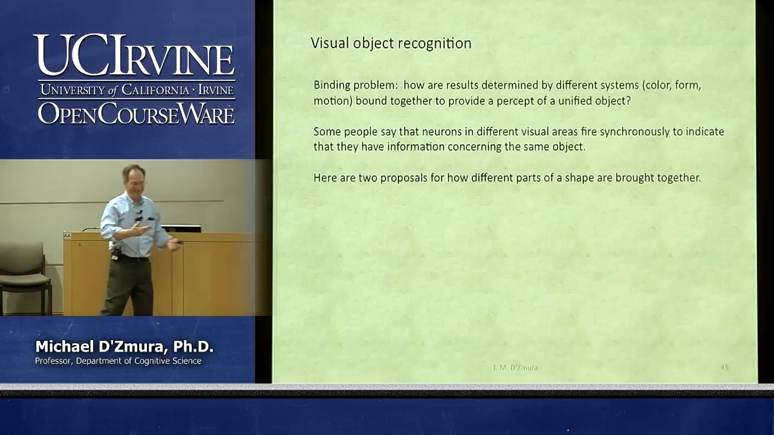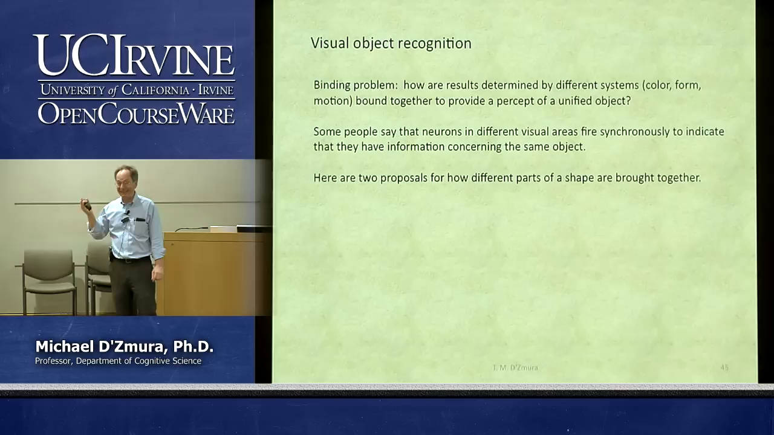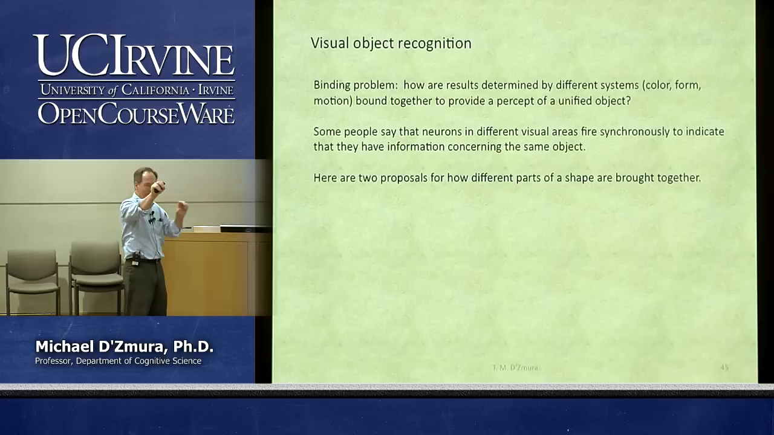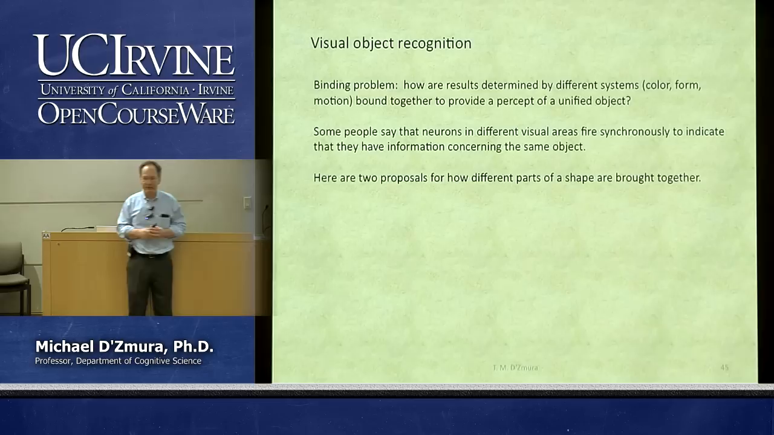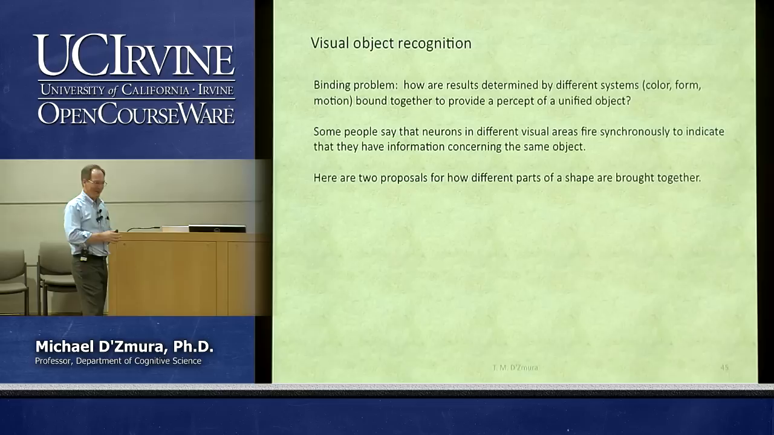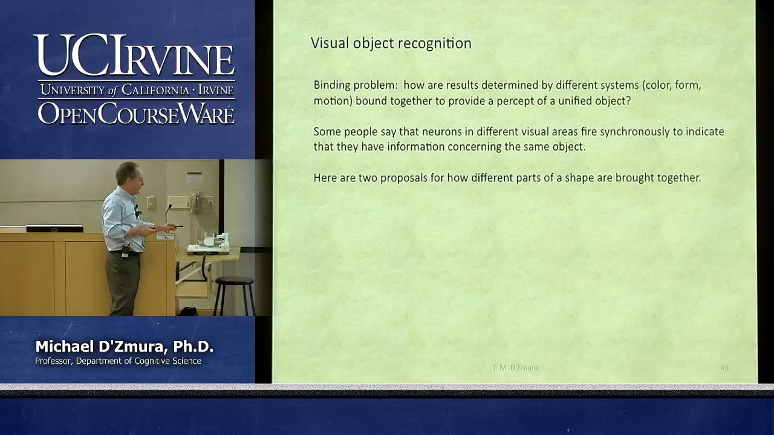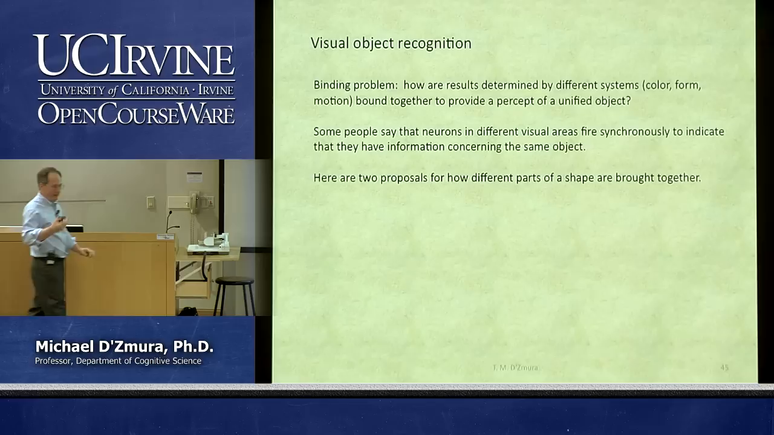How is it that we put all of these sources of visual information together from the responses of different neurons in different parts of the brain? That problem is the binding problem. And it's still sort of an open question. There are some people who say, well, neurons that are firing synchronously, indicating that they have information concerning the same object, get grouped together in some sense. It sounds like one of these Gestalt grouping principles. It doesn't really explain how they end up firing synchronously or how this gets decoded as firing concerning the same object, but it's a nice idea.